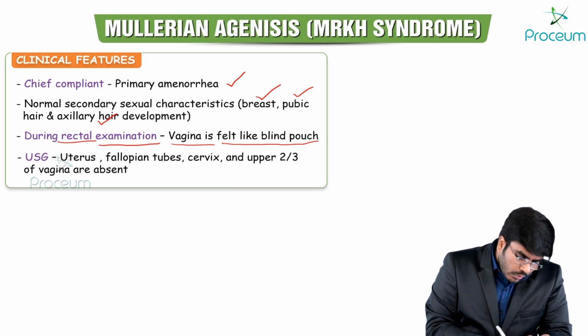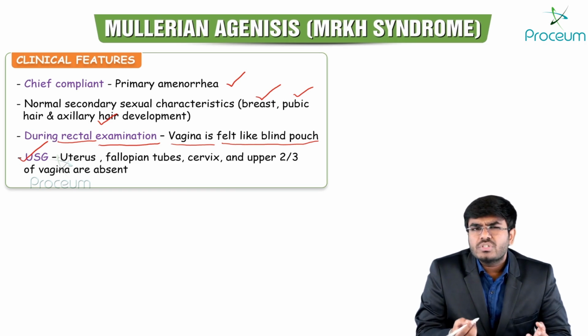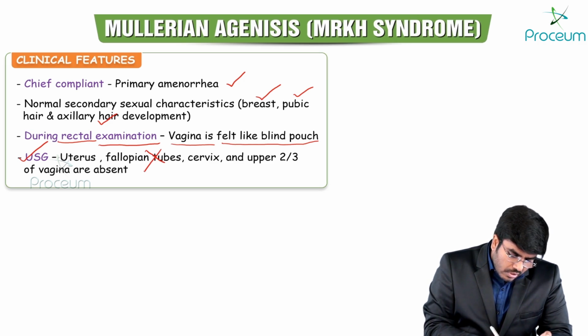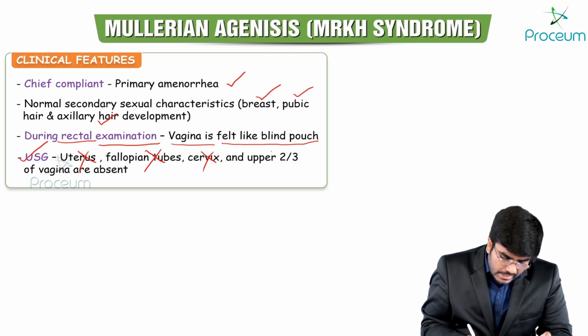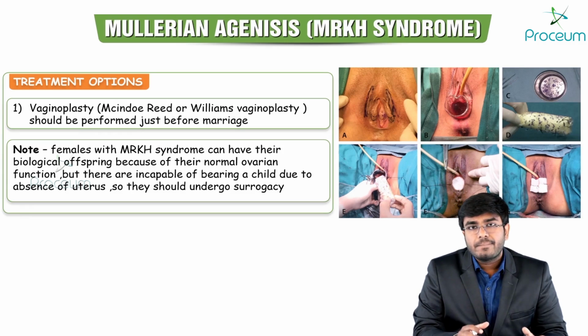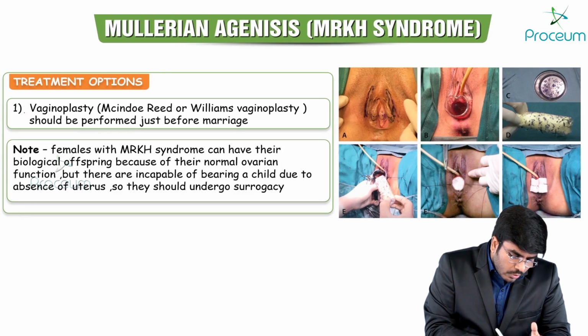Okay. Now, if you do ultrasonography, can you see the uterus, cervix, fallopian tubes, and upper two-thirds of the vagina? No. There is absence of the uterus, fallopian tubes, cervix, and upper two-thirds of the vagina. Now, what can we do for this female? What we can do is vaginoplasty.